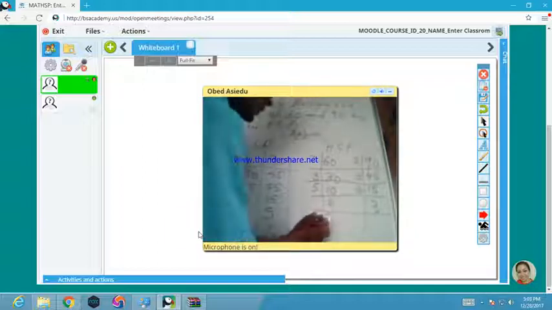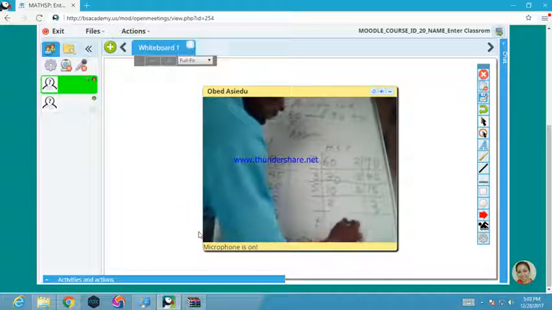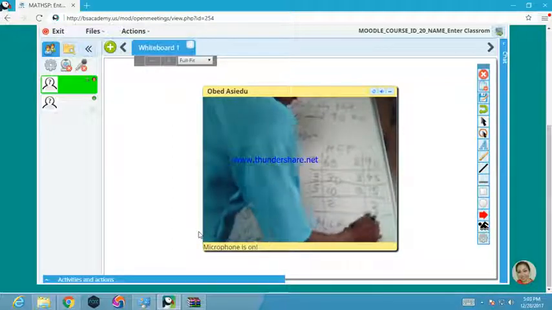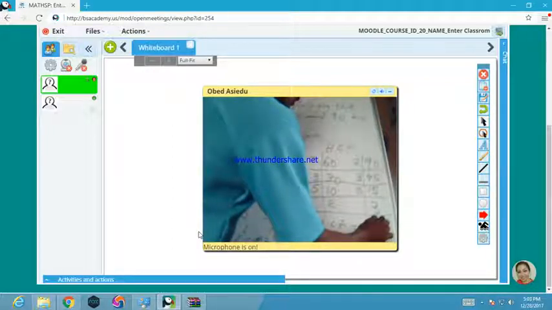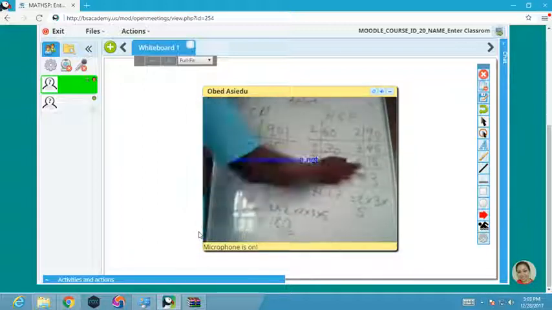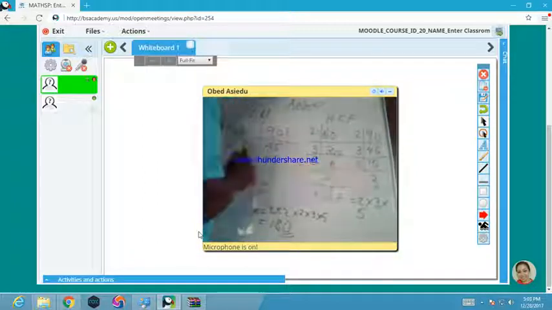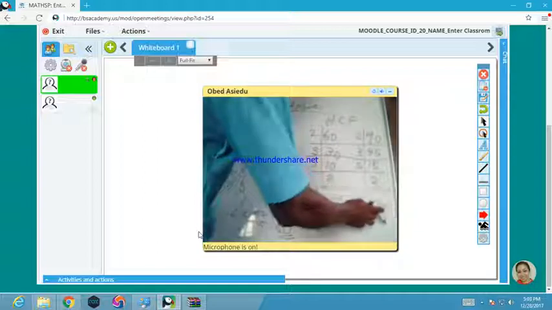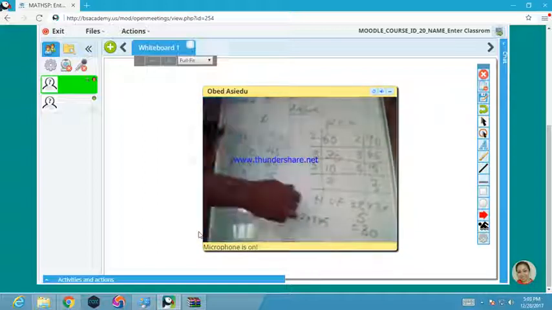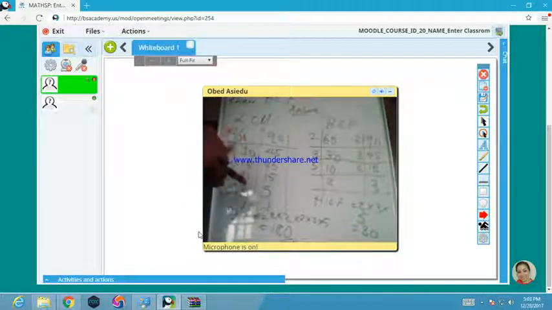So the HCF will be equal to the product of the divisors: 2 times 3 times 5. 2 times 3 gives us 6, and 6 times 5 gives us 30. So the HCF of 60 and 90 is 30.